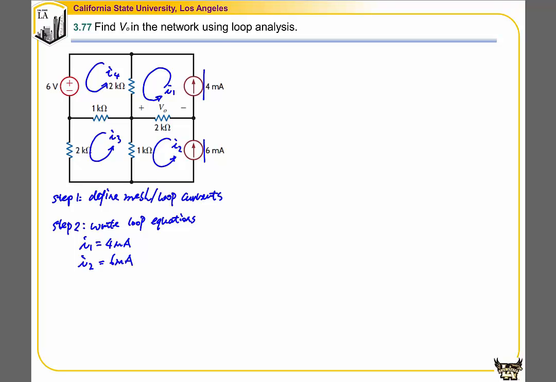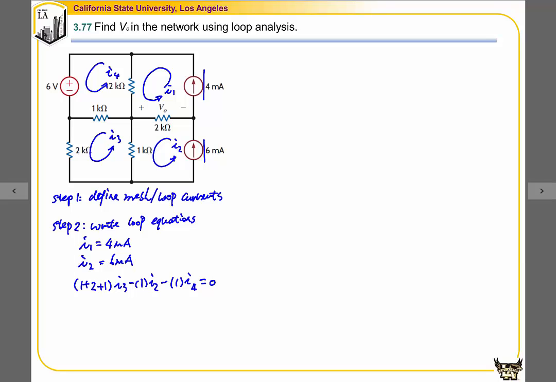Then we can write the mesh equation for mesh 3. We can write it directly as the summation of the resistance 1 plus 2 plus 1 times I3, minus shared between 2 and 3, that is 1 times I2, and shared between 3 and 4, that is 1 times I4, that is equal to 0.